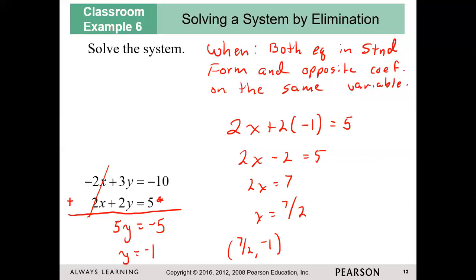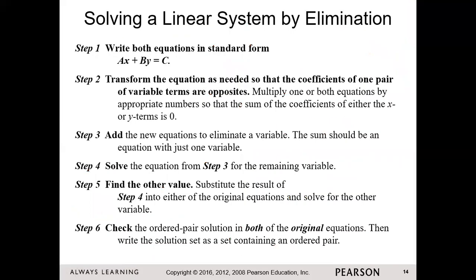Okay, so elimination is pretty nice, especially when your equations are in standard form. You can manipulate them as much as possible, so long as you can get the coefficients to be opposites to one another. Things will go pretty smooth. Okay, so here are your steps for solving elimination. I'm not going to read every single one of these. You can obviously pause this video and read them for yourself, so that way you're prepared to see what is about to happen in the next slide.